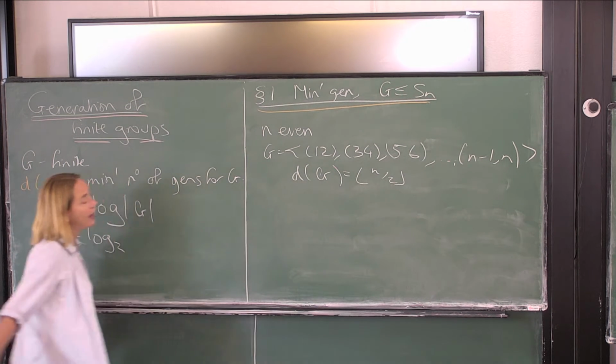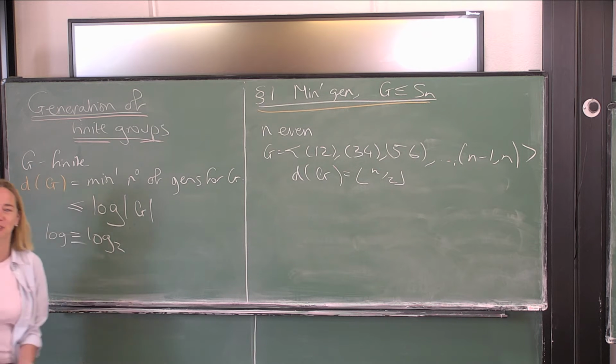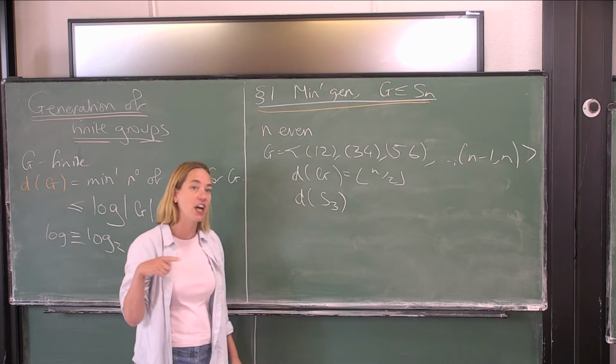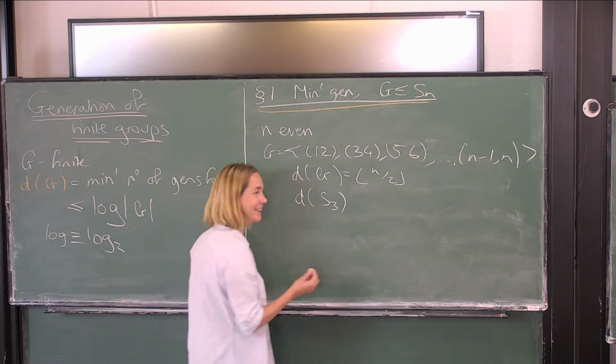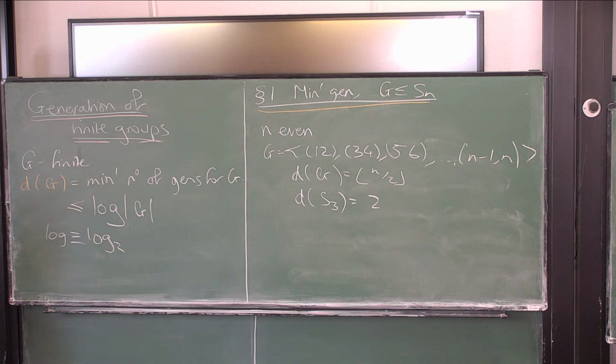And then, can anyone think of an example on 3 points that does worse than 1.5 generators? On 3 points. Everyone's being too nervous to speak on the last day. Well, if you think of the symmetric group on 3 points, it's not cyclic. So it needs at least 2 generators. So that's a little bit worse than 3 on 2, rounded down.